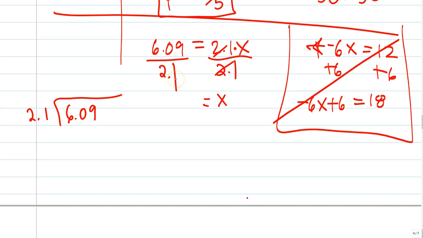Now how do we divide by a decimal? I got 2.1, right? Short answer is we don't. That is complicated. We don't like to divide by a decimal, so we move this over, and then we move this over. Why can we do that?